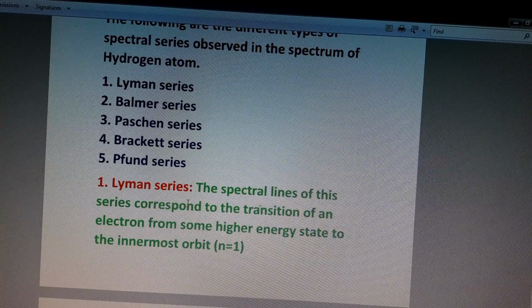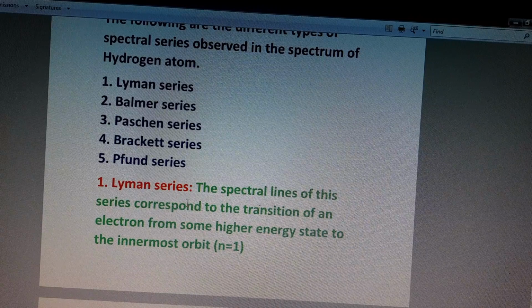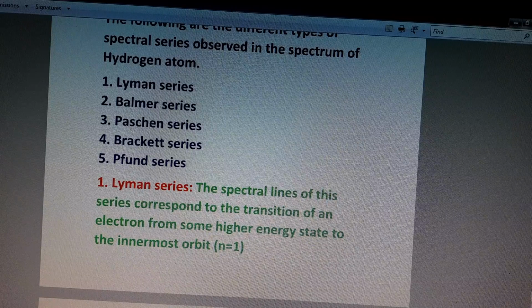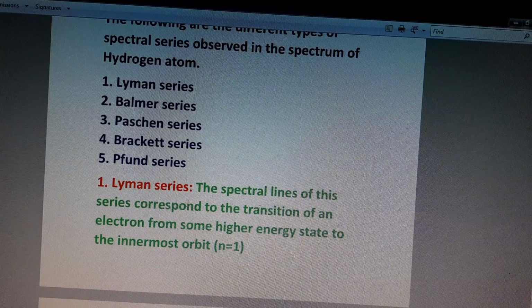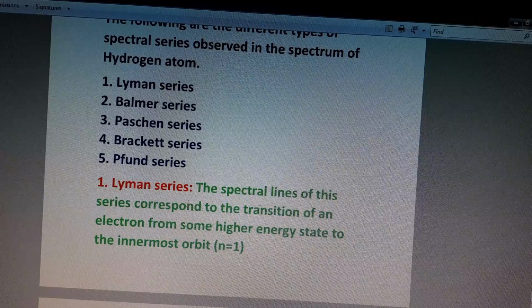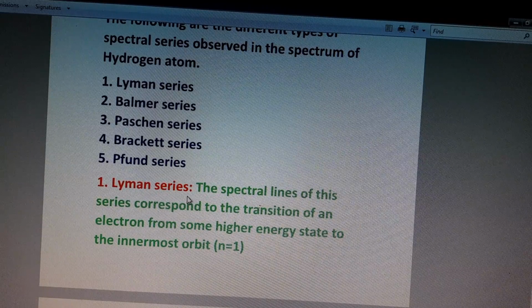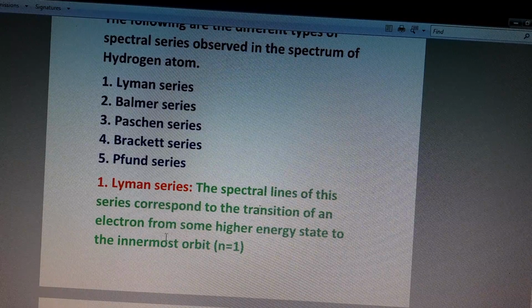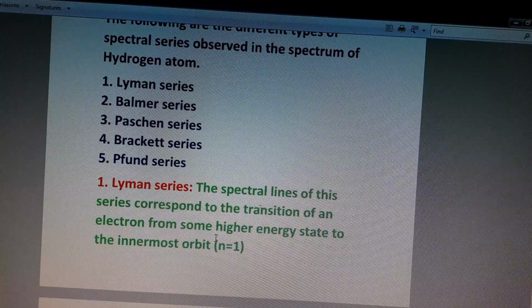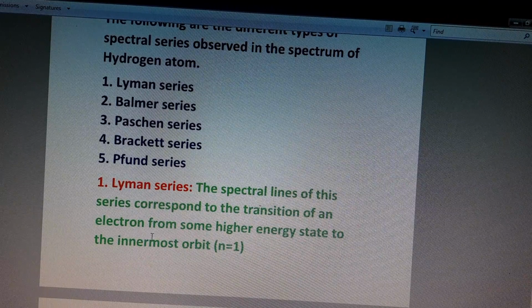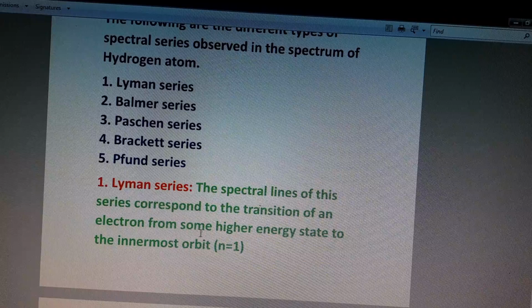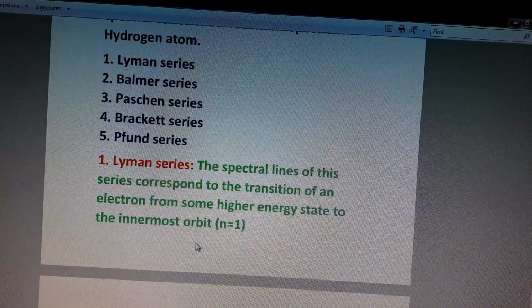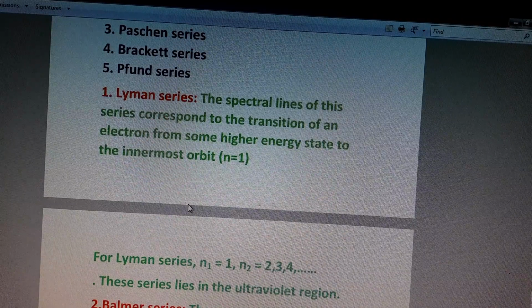These series are formed because the electron jumps from a higher energy state to a lower energy state and emits energy. First is the Lyman series. The spectral lines of this series correspond to the transition of an electron from a higher energy state to the innermost orbit, meaning the lower energy state, that is n equal to 1. Then the Lyman series will be formed.